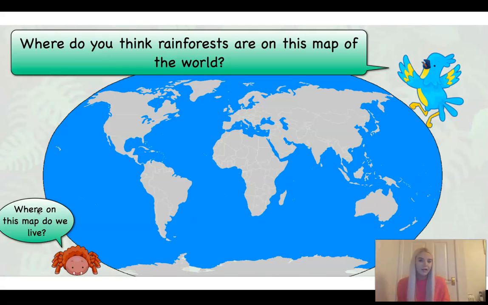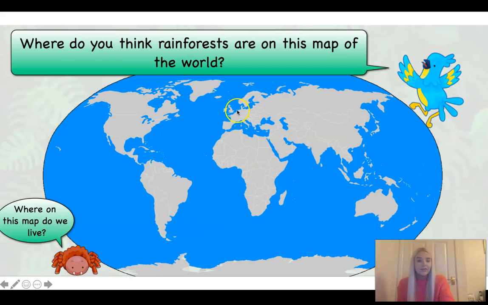Okay, so I can gather that you'd have lots of different discussions and lots of thoughts on where rainforests might exist on this map of the world. But where do we live, first of all? What continent do we live in, year 4? Can you remember? Do we live in Antarctica? And if not, why not? It's very cold in Antarctica and it's not cold all the time here, is it?